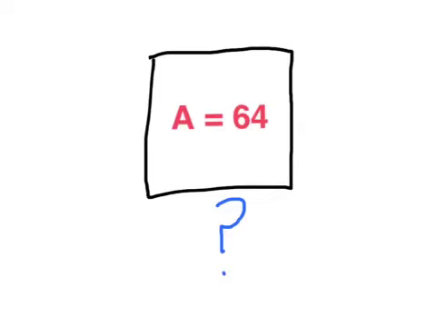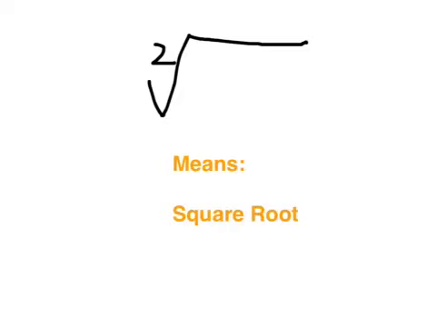But what if we want to work backwards? What if we know the area of a square, and we want to find out the length of one of its sides? That is when we can use the opposite of squaring, the opposite of raising to a power, which is taking the root, and in our case, taking the square root of a number. So this symbol here means square root. You can see the 2 there.